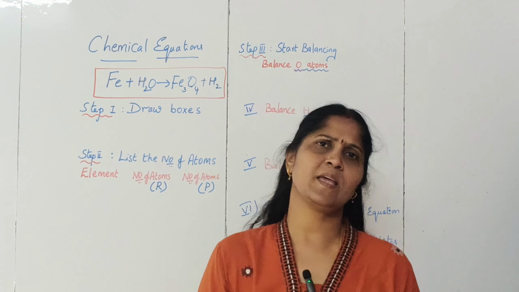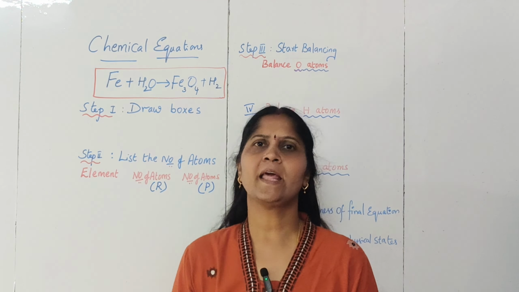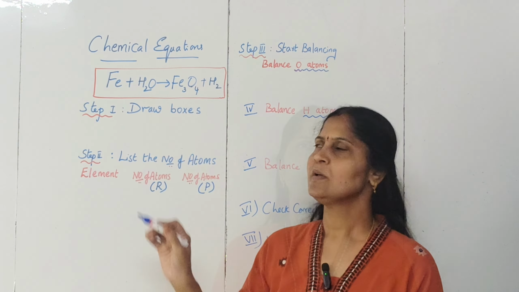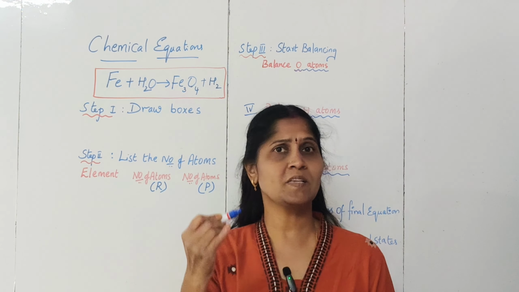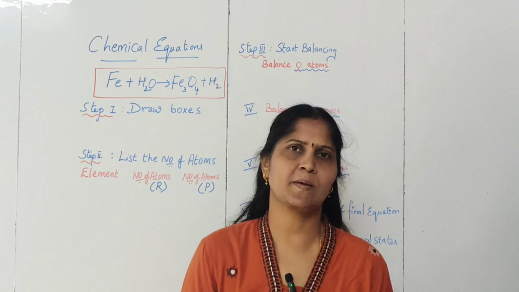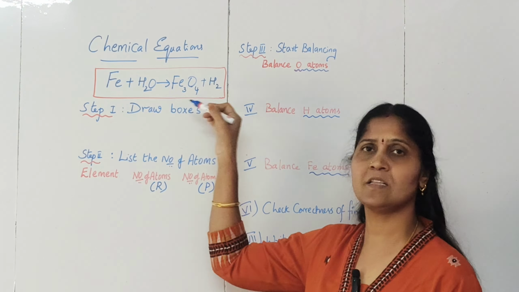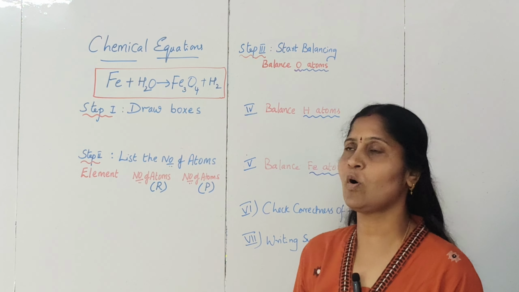So let us quickly see what are all the steps that are involved in balancing a chemical equation, taking one equation as an example. So how many steps are there altogether in writing a balanced chemical equation? There are 7 steps. So what are all those? Here there are 7 steps for balancing this particular equation. So let us see what are all those.